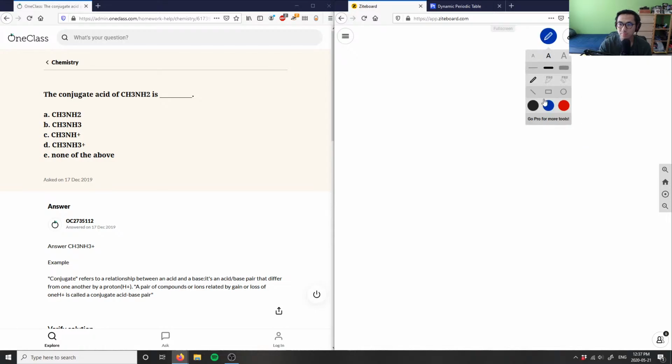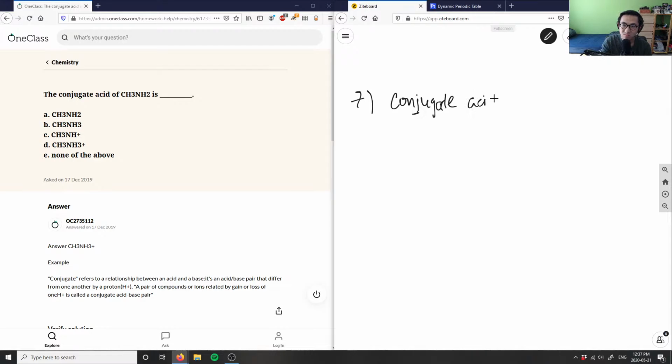Let's do number 7. The conjugate acid of CH3NH2 is what? So all I'm going to have to do is write out the equilibrium of the reaction, right? So I have CH3NH2. I'm going to start with this guy here, and I'm going to add water to it. It's going to dissociate into.